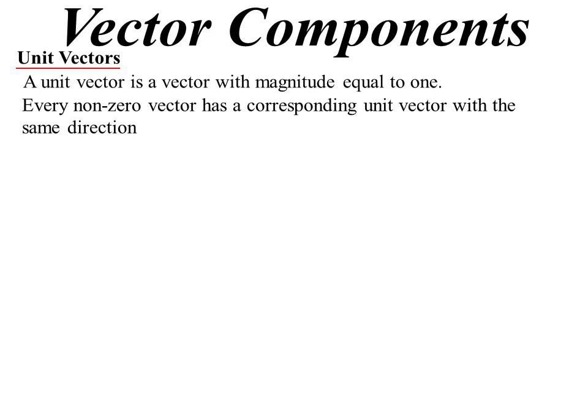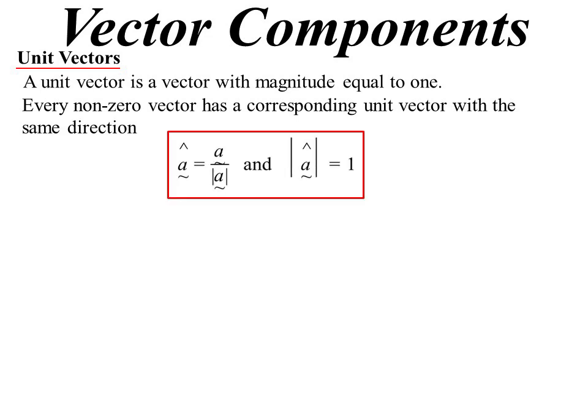Every non-zero vector, so remember the zero vector has no magnitude, will have a corresponding unit vector in the same direction. You would just multiply it by some scalar, so the magnitude ends up being 1. The notation for the unit vector is the vector we're talking about, that it's in the same direction of, but we put a caret on top. So that is the unit vector. It would end up being the original vector divided by its magnitude, because that would then give it a magnitude of 1. So the magnitude of the unit vector is always 1.